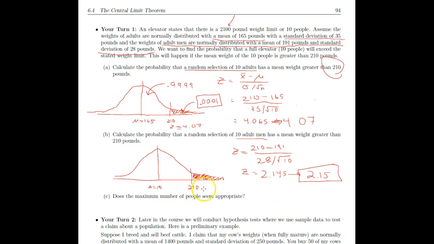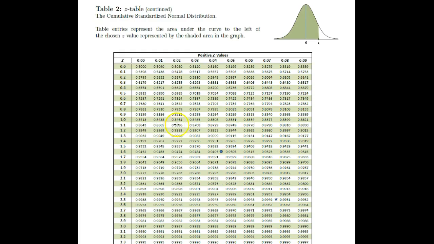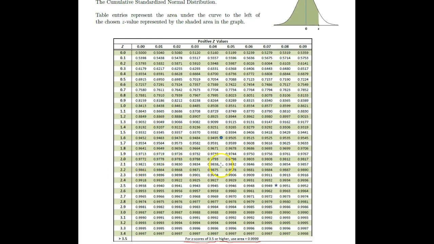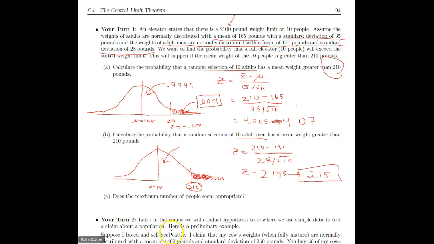And now we're going to use that. That's our z-score for 210 pounds for adult men. And now we want to find what's the probability of getting something greater than that. Well, we're going to use our table, which is going to give us the area to the left of that. So let's go ahead and look that up. So we're looking at 2.15. So that's 0.9842.